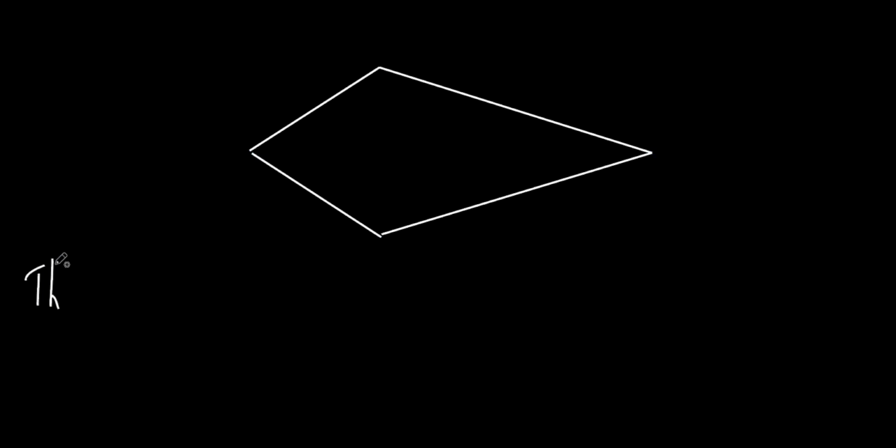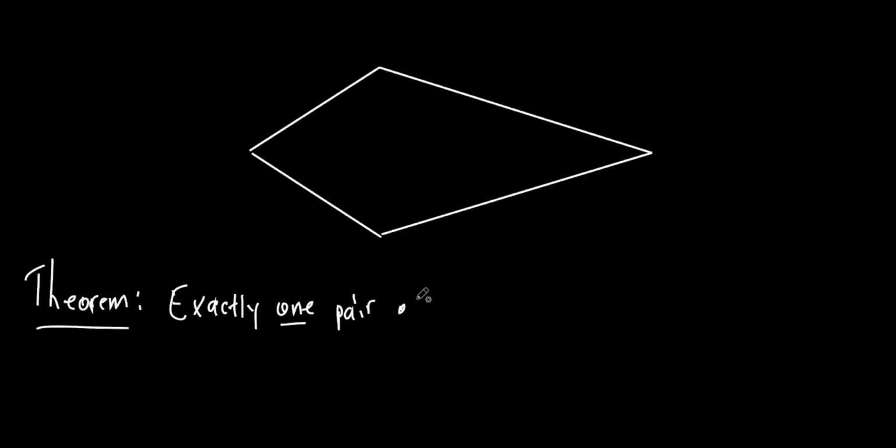We got, let's see, 1, 2, 3 theorems. This is the first one. And we're going to write these down. They're not too long. They're not too complicated. So we'll write them all down. So this one says exactly one pair of opposite angles of a kite. All right, that's what we got right there.